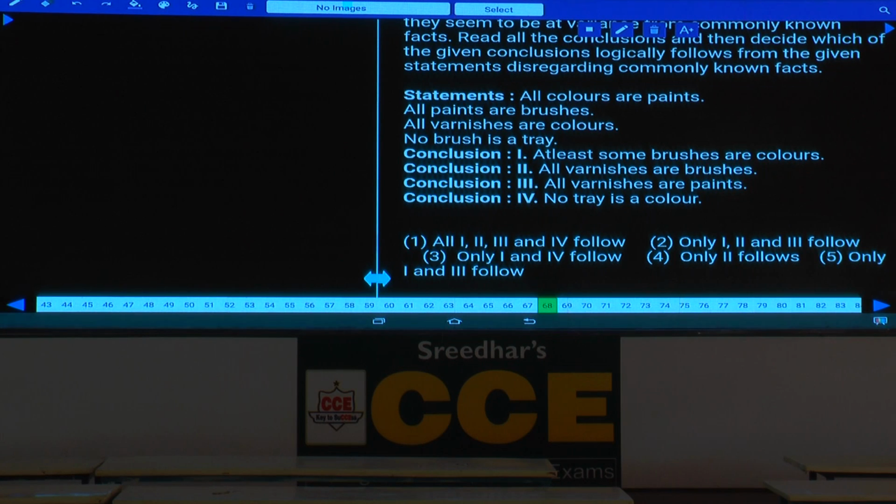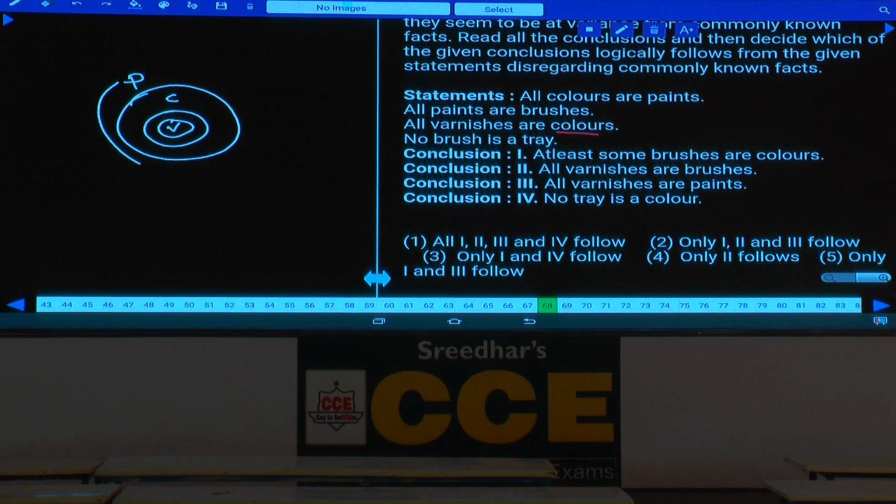Then question number 68. All colors are paints. All varnishes are colors. All paints are brushes. All these paints are what? All these paints are brushes. And no brush is a tray.